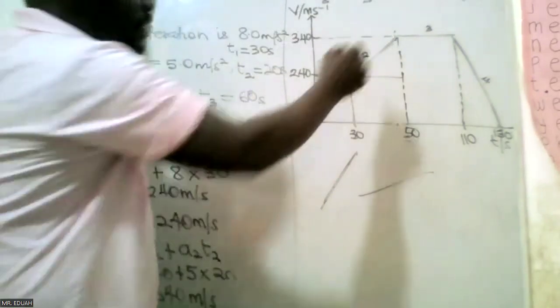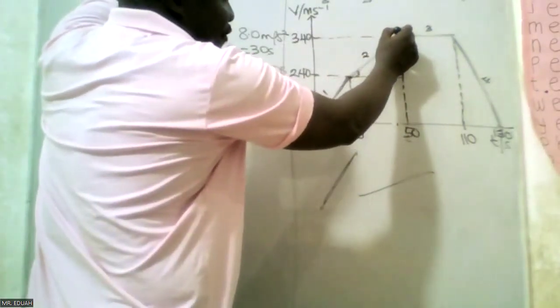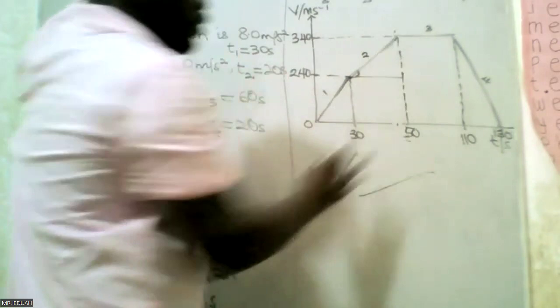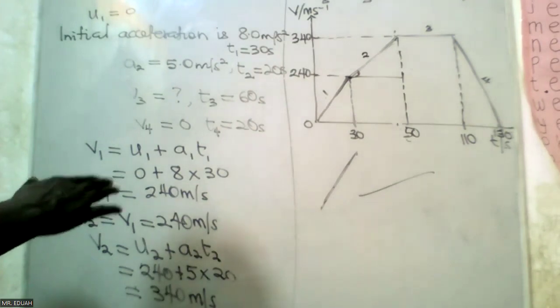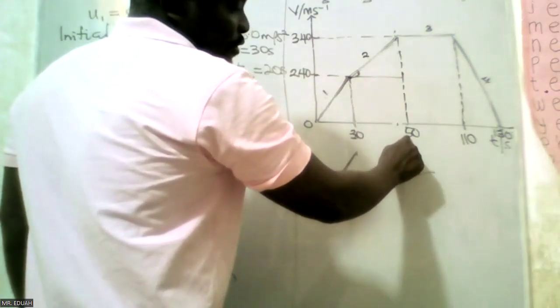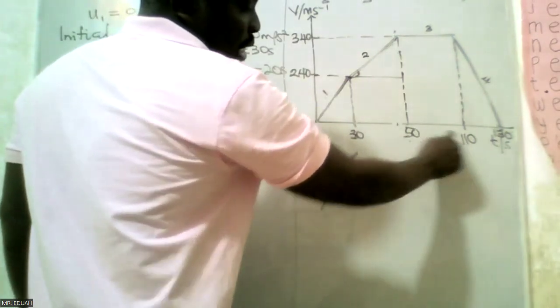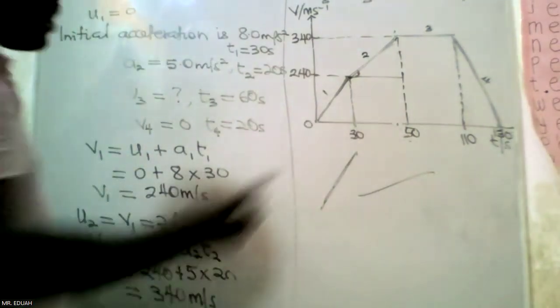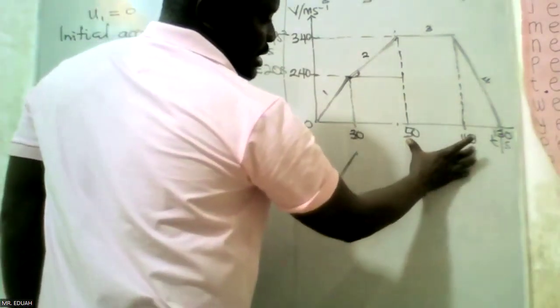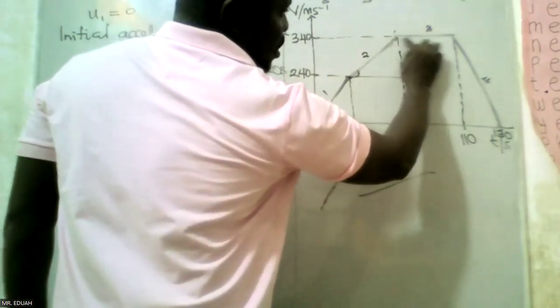Okay. And so the final velocity is 340 within a time interval of 20 seconds. Then in the third part of the motion, we are told that the body's velocity was maintained. The body moved with a constant velocity for 60 seconds. So 60 plus 50, giving us a total time of 110 seconds. Okay, so within this period, 60 seconds, the velocity was constant.